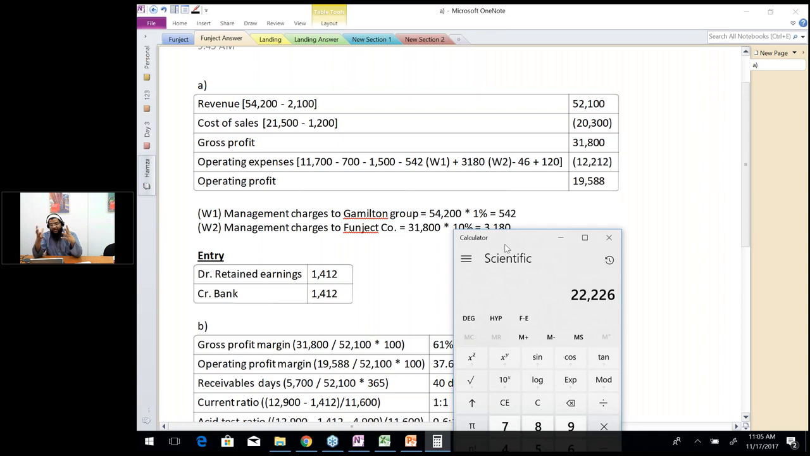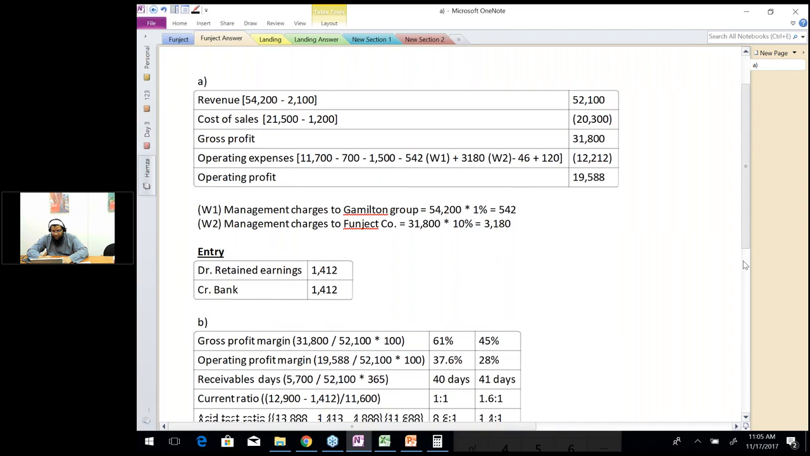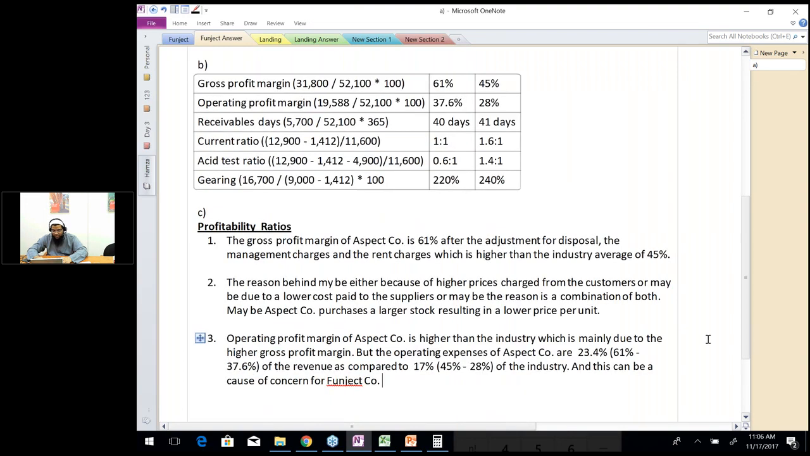Just to see that if Funjet company is also charging the same as the Gemmelton Group, what would happen in that case? Just to see what is the reason behind this. So 22226 is the operating profit if the management charges would have been the same. I'm repeating. In fact, I'm also writing over here so that you people can understand more easily.